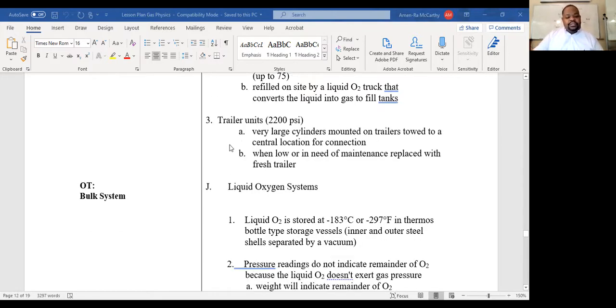Then you have trailer units. These are something temporary, right? You've got a large construction project going on, and you need some oxygen, or you need some argon, or you need some cyclopropane, whatever it is that you need. They have trailer units out there.